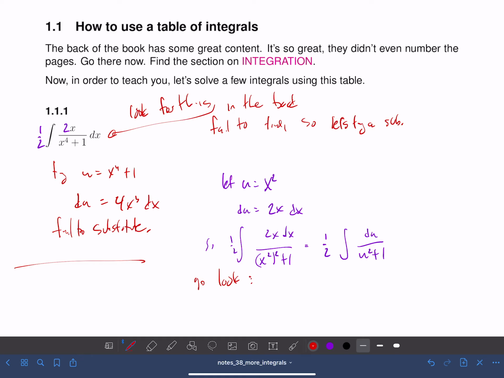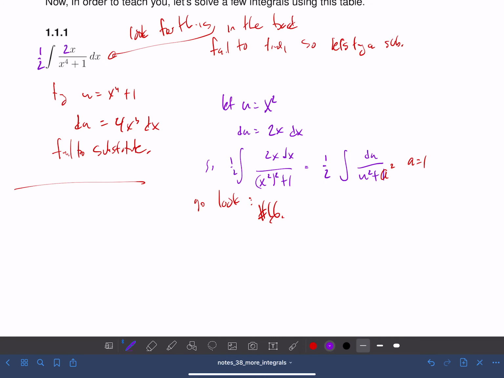It's got an a. It's got a placeholder, right? So let's let that be a, and a equals 1. So that's a squared. Okay, that's number 16. Do you see how that's number 16? All right. So number 16 says the integral of du over a squared plus u squared equals 1 over a times arctangent of u over a plus some constant c. Great.